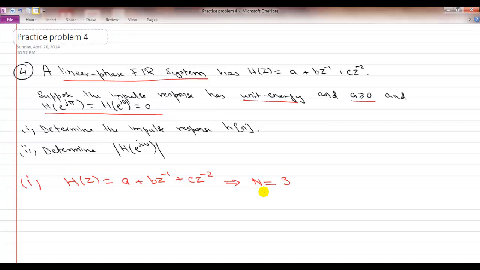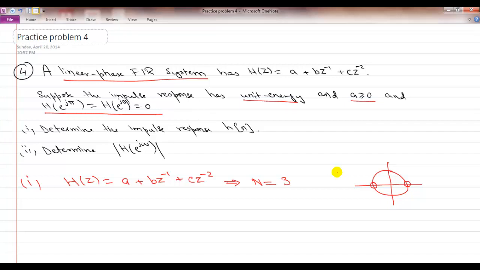Okay? Now, the other aspect you are told is that H(e^{jπ}) equal to H(e^{j0}), they are both equal to 0. So if I draw a pole zero diagram, you have a zero at z equal to 1, and you have a zero at z equal to -1. That is what this condition means. Now, you are only left with two conditions, type 1 filter, type 3 filter, and you have a zero at z equal to 1 and zero at z equal to -1.